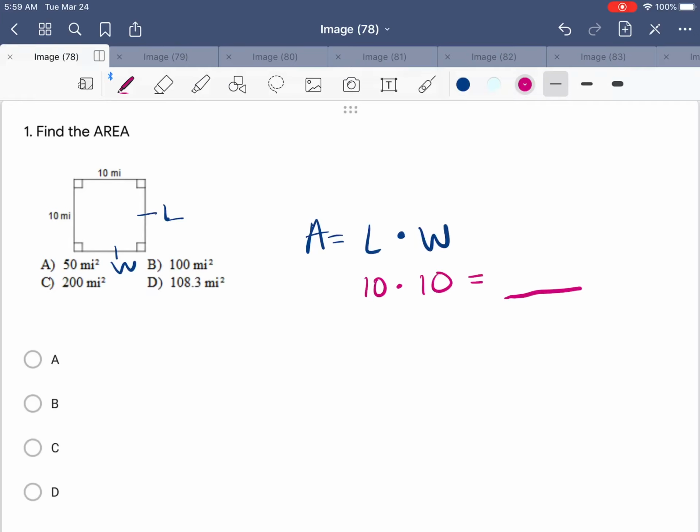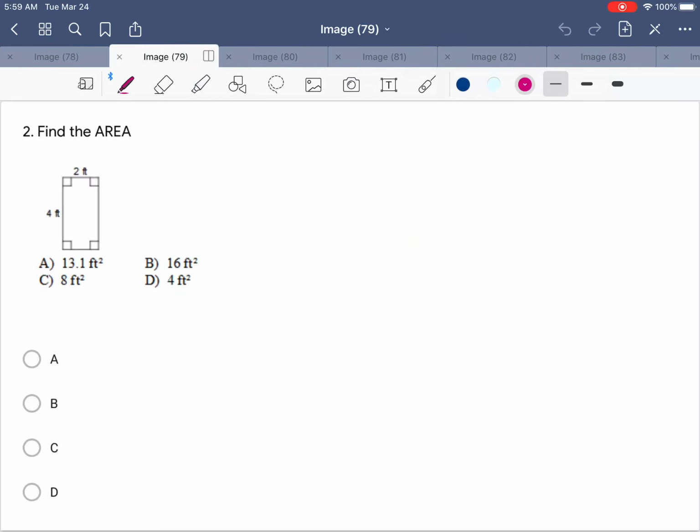And then it's kind of like the triangles. You always want to have the units, whatever the answer is with the units squared. So on this one, the units are miles, so it would be miles squared. So whatever 10 times 10 is, miles squared would be my answer.